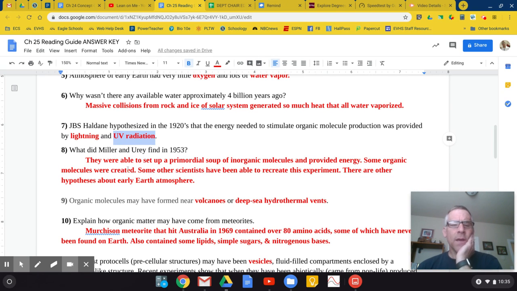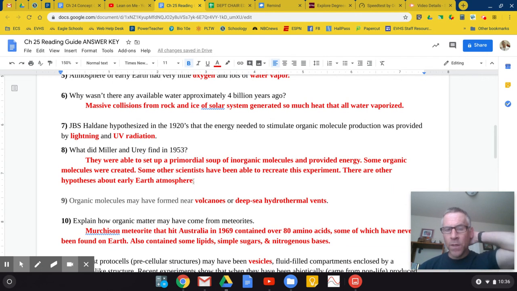Miller and Urey were able to take this hypothesis of all these things that were in the beginnings of planet Earth, a so-called primordial soup. And primordial just means it was there at the beginning, a primordial soup, if you will, of inorganic molecules. And then they provided energy through electrostatic sparks. And through that kind of cool lab experiment of what Earth could have been like, some organic molecules, some amino acids, and beginnings of RNA molecules were created.